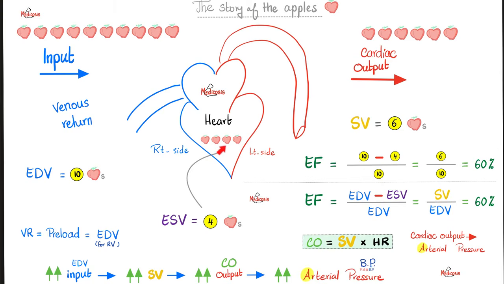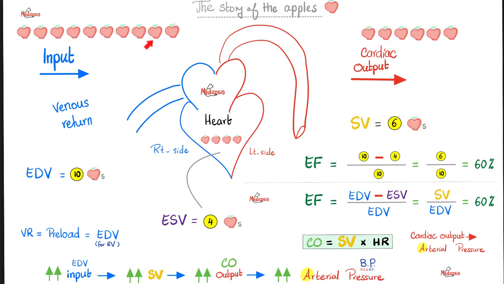The 4 apples that you decided to keep is the end-systolic volume, which is the volume remaining in the heart at the end of systole, i.e. it didn't leave the heart during contraction. So when I came at the end of systole, after the heart has finished contraction, I found 4 apples still with you that you did not eject.